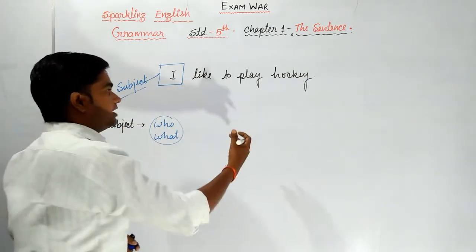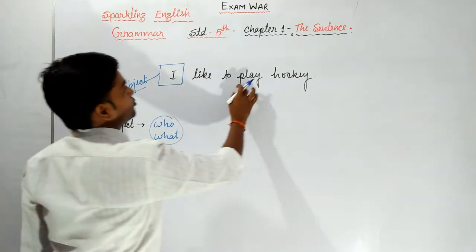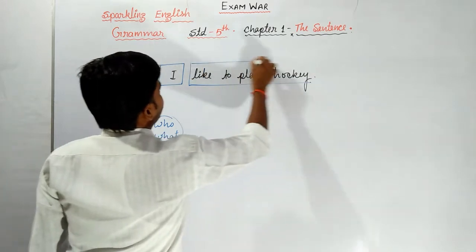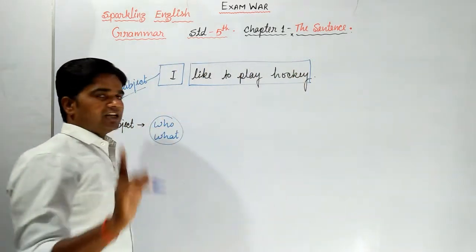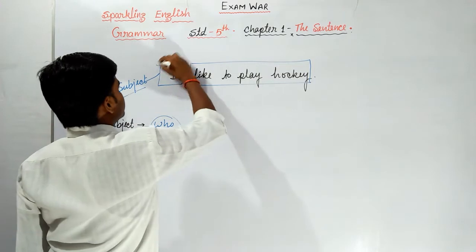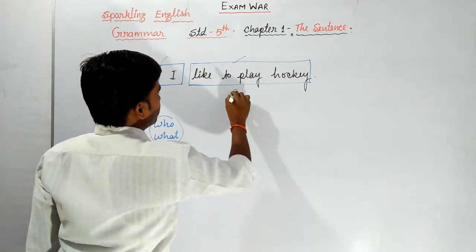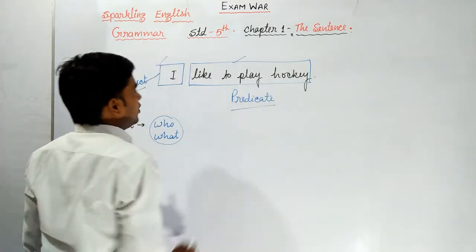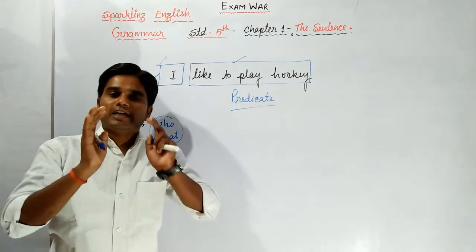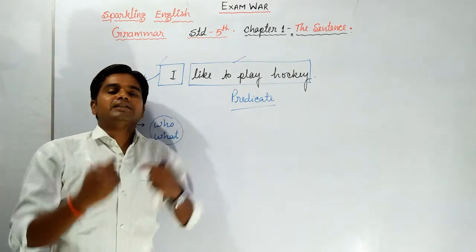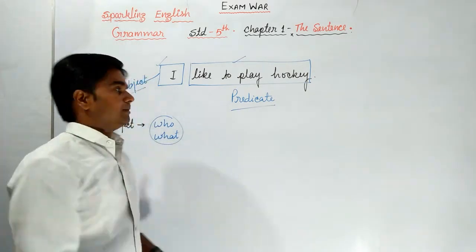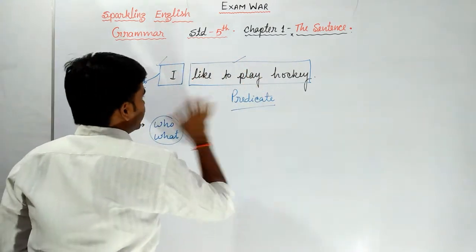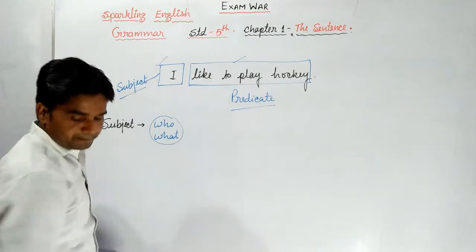And the other words, like to play hockey, this part is called predicate. I mean a sentence can be divided into two parts, one subject and one predicate. Predicate is a group of words except subject. It means other than subject. If we separate subject from a sentence, then the other part will naturally be predicate.